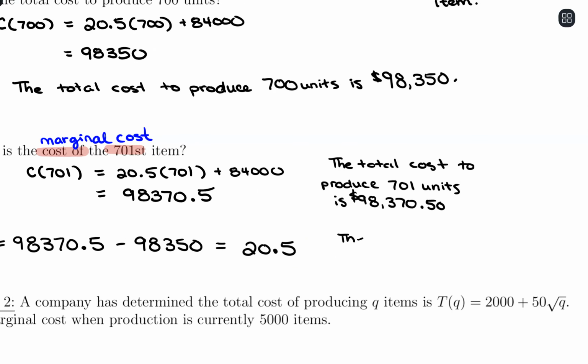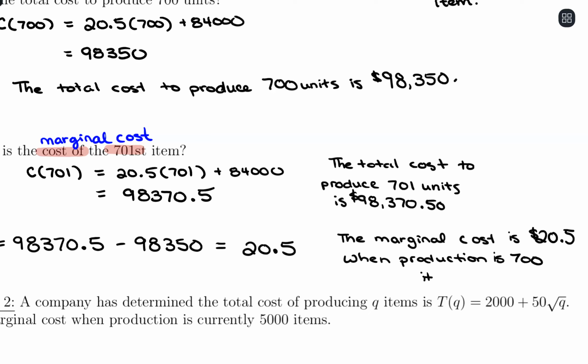So let's go with the marginal cost is $20.50 when production is 700 items. So when we're at 700 items, to produce one extra item would cost $20.50.